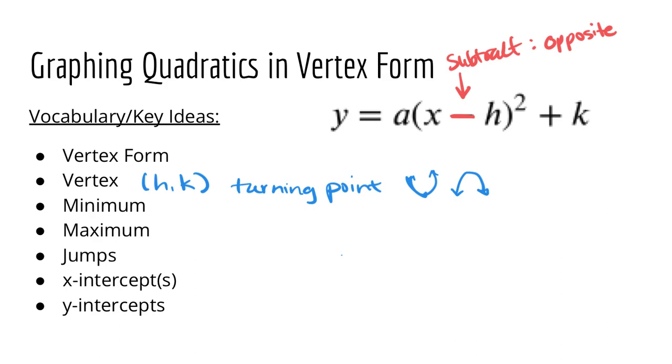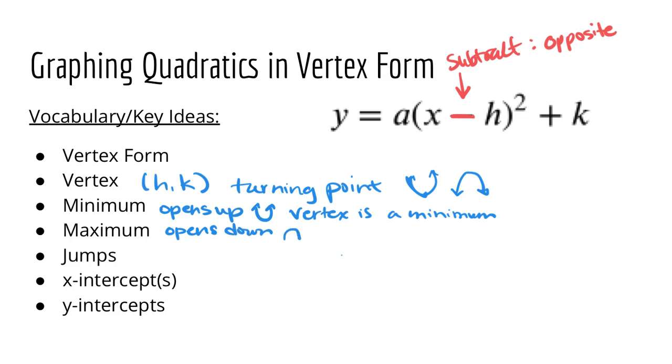A maximum or minimum depends on whether your graph opens up or down. So you have a minimum if your graph opens up, and by opens up, we mean like this. The vertex is a minimum. And if you have a graph that opens down, that means you have a graph that looks like this, and the vertex is a maximum.